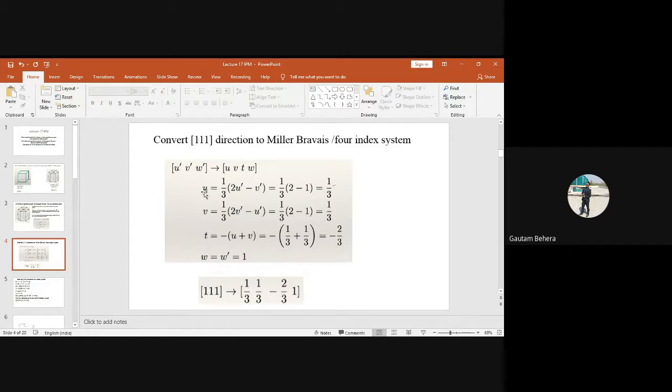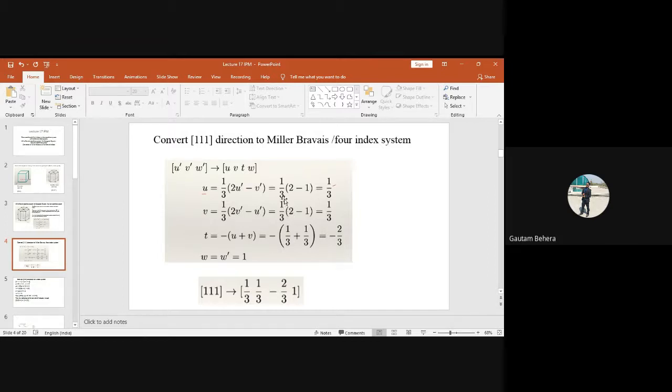Now we want to convert U dash to U, right? So U is equal to 1 by 3, this formula. You can write 1 by 3, 2 into U dash. U dash is 1, so that is 2 only, minus V dash. V dash is also 1, so that is 1 here. That is 1 by 3. It is okay. So similarly, V is equal to 1 by 3, 2 V dash minus U dash, right?